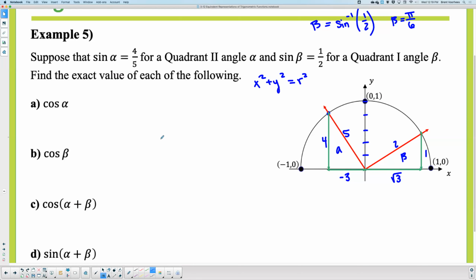Do you understand what's going on? Now I can find my values. What is cosine of A? That means you look at this triangle. Cosine is always what ratio? X over R. Or in this case, you can call it X over H. My answer is -3/5. What is cosine of B? In this triangle, it's x over r, so square root 3 divided by 2. Very good.